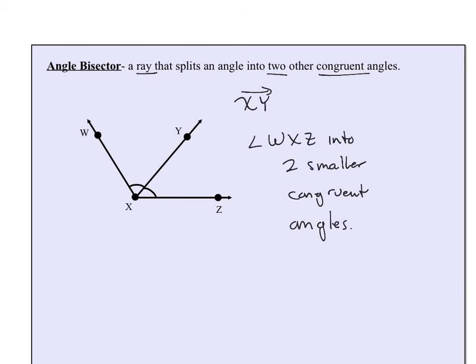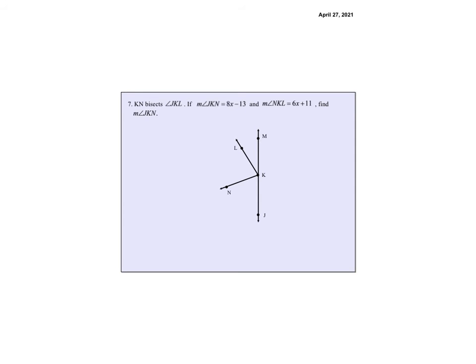And this is often denoted by these little tick marks. Those tell me that those are congruent. If two angles have the same little mark, that tells me that they're going to be congruent to each other. All right, so XY splits WXZ into two smaller parts.